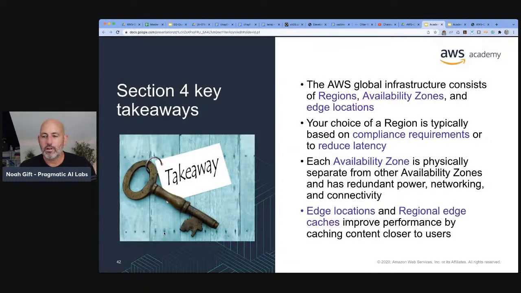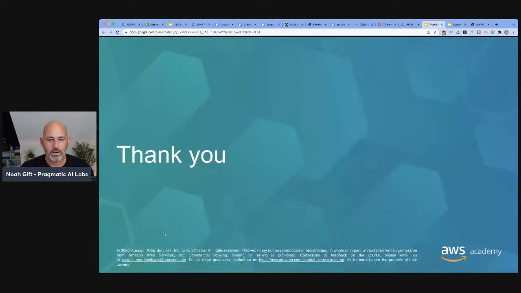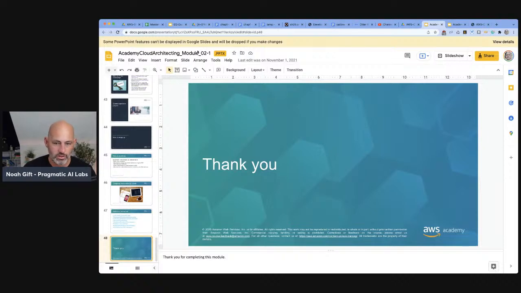The AWS global infrastructure consists of regions, availability zones, and edge locations. The choice of a region is basically either compliance or latency. Those are the two main reasons. Like in Europe, they have different data regulations. Each availability zone or AZ is separate, and so they have redundant power, networking, connectivity. Edge locations and regional edge caches improve performance by caching content close to users. Well, that's I think our module for module 2.